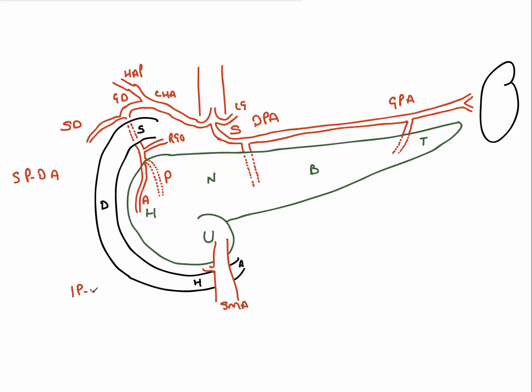Inferior pancreatico-duodenal artery. And this artery is also going to have anterior and posterior branches. The anterior branches running anterior to the head of the pancreas, and the posterior branches, again by this dotted line, running posterior to the head of the pancreas. But all of these are coming from the inferior pancreatico-duodenal artery. These anterior and posterior branches anastomose with the anterior and posterior branches of the superior pancreatico-duodenal artery.